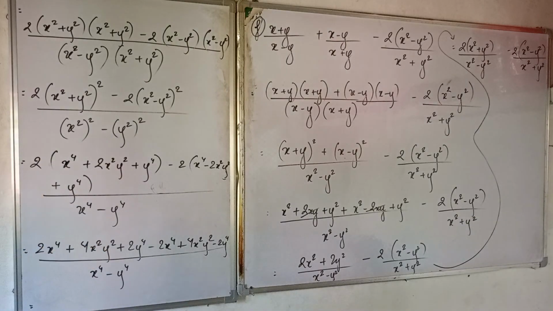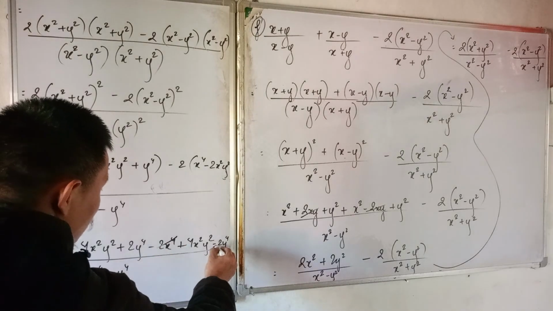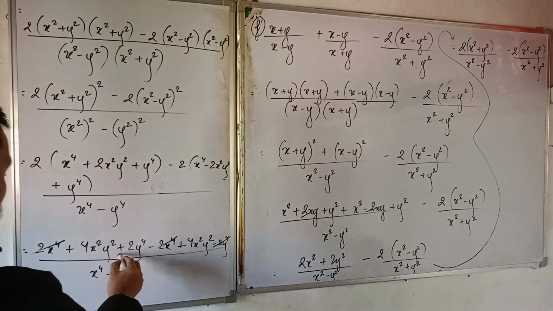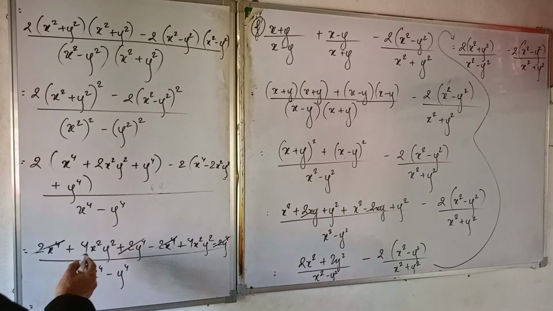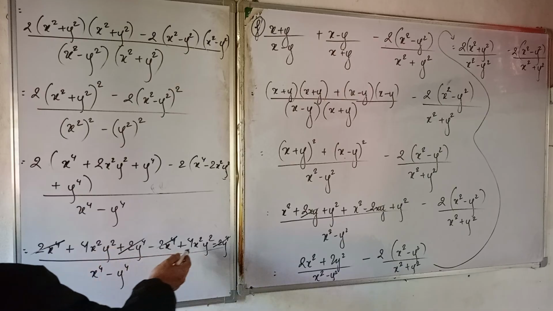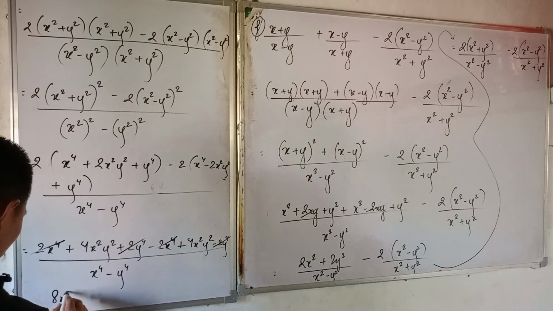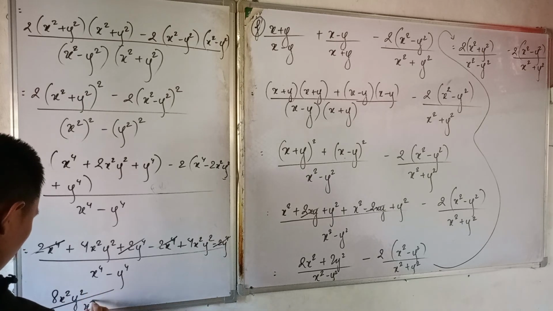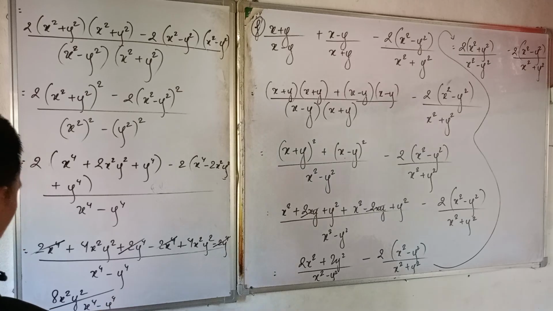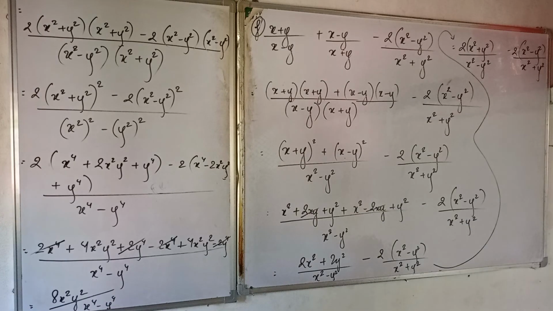So just cancel the like terms if they can be cancelled. Now 2x power 4 minus 2x power 4, you can cancel that, and here minus 2y power 4 and plus 2y power 4 can be cancelled, and the remaining is 4x square y square and 4x square y square. If you add those like terms, 8x square y square whole divided by x power 4 minus y power 4. So this is the answer.